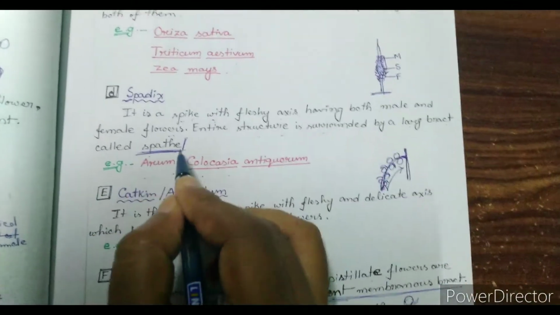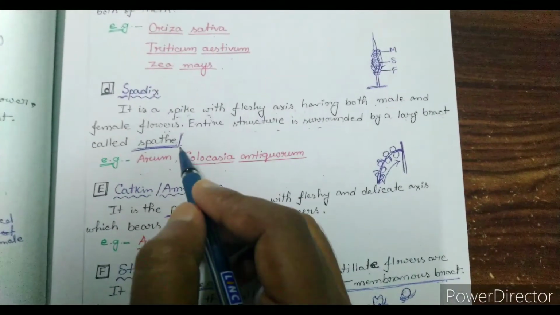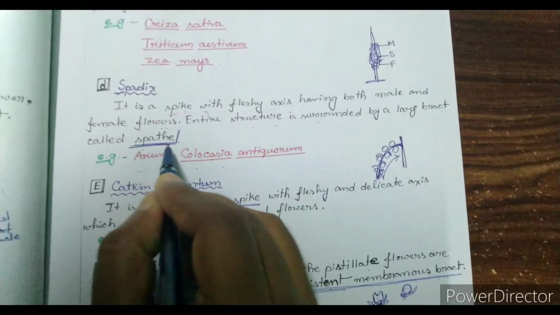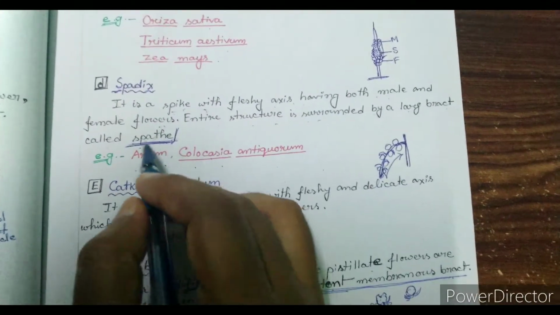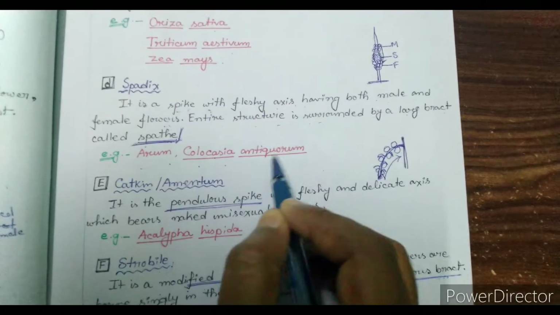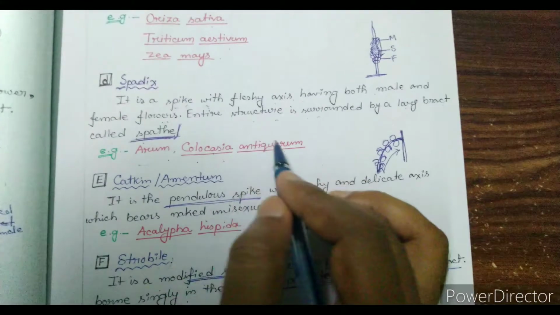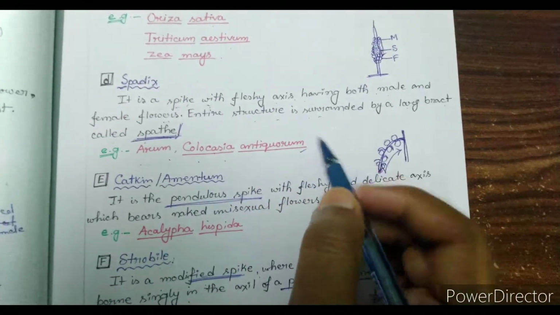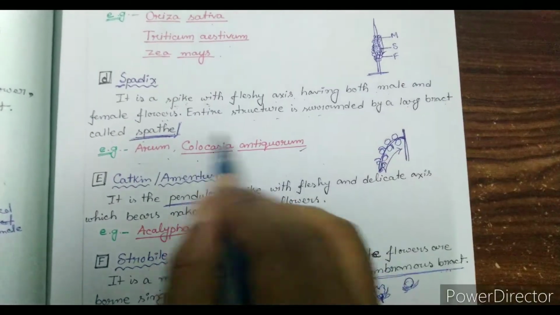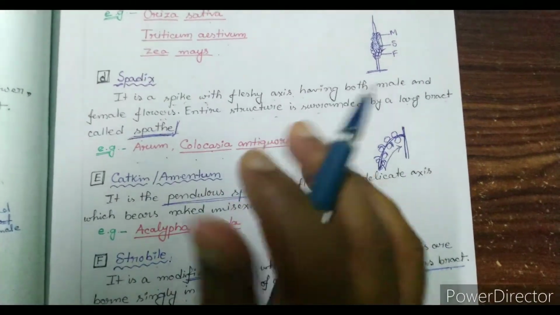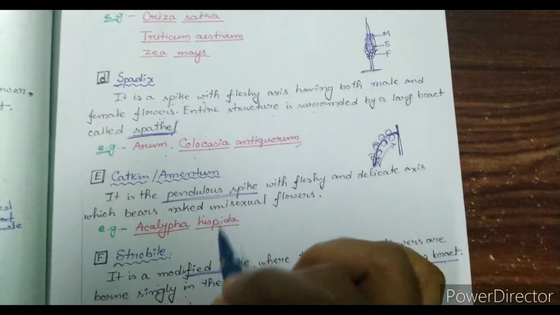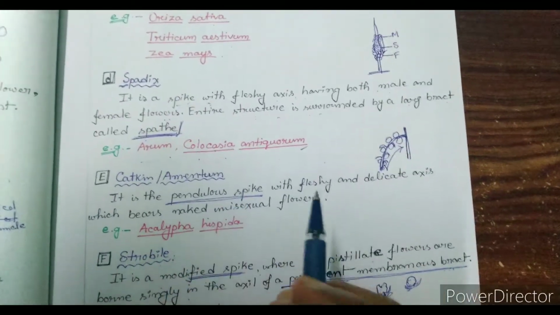This is called spathe, and we know what spathe is because when we discussed types of bract, we also discussed this type of bract, which is called spathe. Okay, so where is it found? It is found in Arum, Colocasia antiquorum. This type of plant bears this type of inflorescence. I hope if you search Google for all the examples, then you will be very clear about this inflorescence. Okay, next we talk about catkin or amentum.